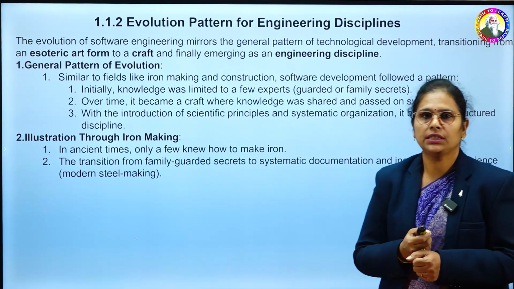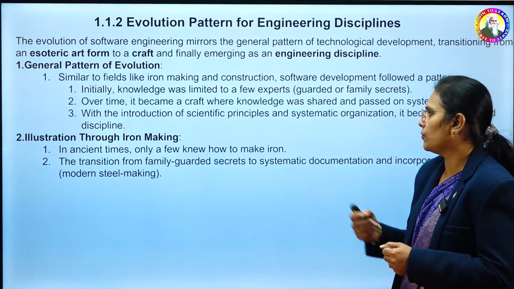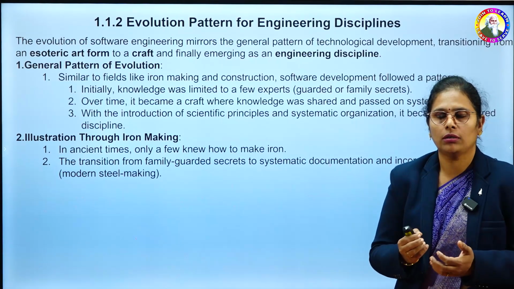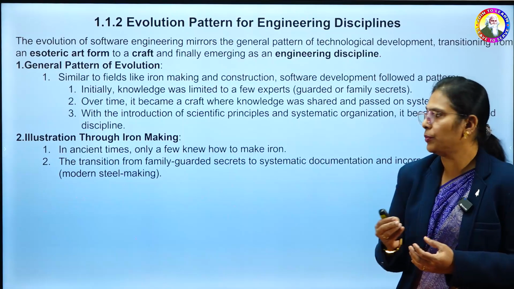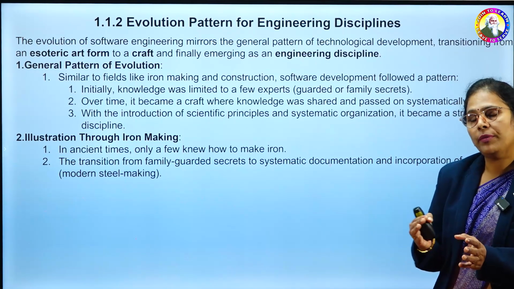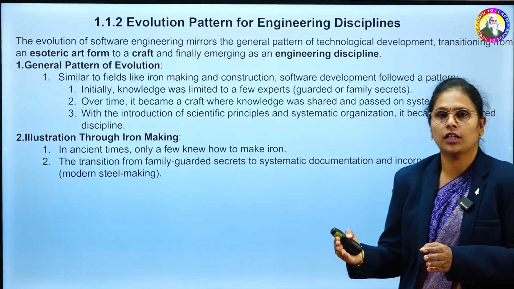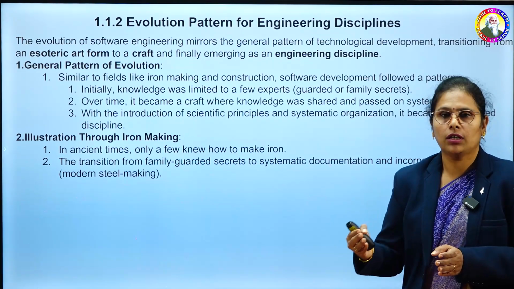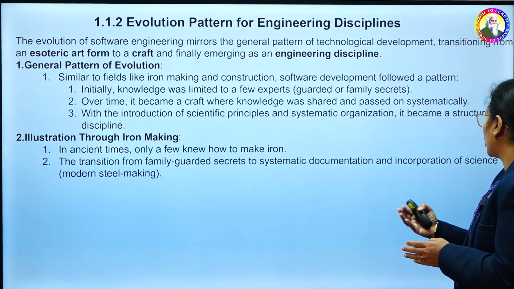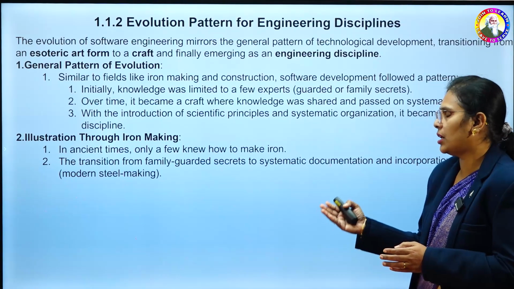Now, steel making companies, like previously, how they used to develop this method of making iron, it was from their ancestors. They started developing small vessels. Then later on, with the development of their knowledge, they transitioned from their family guarded secrets to a systematic approach with the help of some documentation. How was the systematic approach developed? Whatever they developed in the past, they made into documentation, and this documentation was incorporated with science and technology. Later, it gave the foundation for modern steel making.